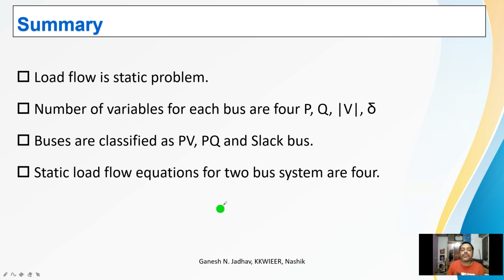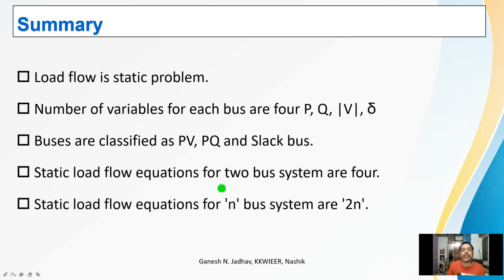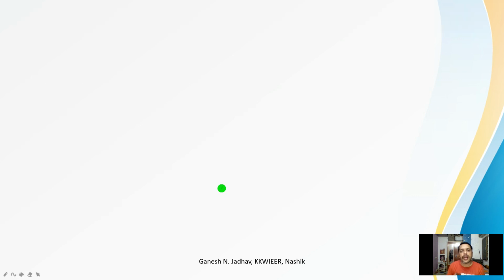The static load flow equations for a 2-bus system are 4. If there is a 2-bus system, one pair is for active power and reactive power at bus number 1, and another pair is for active power and reactive power at bus number 2. So a total of 4 equations will be formed. And the static load flow equations for an n-bus system are 2n. Hope you got all the answers and all the information about how the power flow equations are derived.